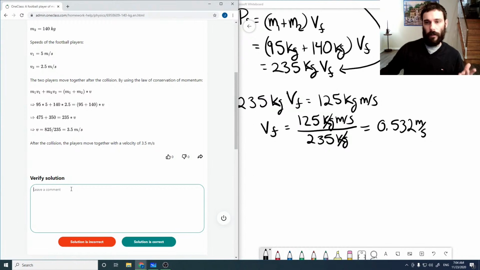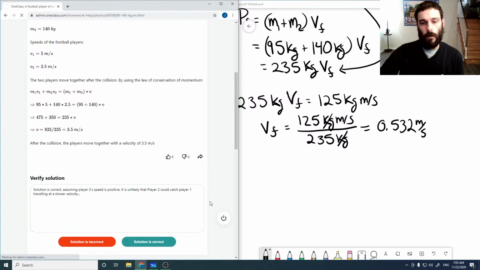And again, it wasn't given in the problem. I'm assuming the way I did it is likely correct, but all the math in this is correct, assuming player 2's speed is positive. But I would say the math here is all correct. The only problem is the sign on the second velocity. Okay.